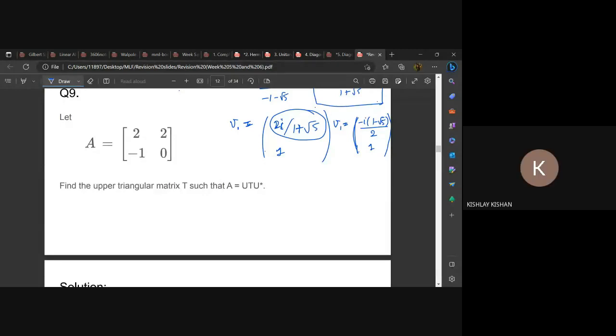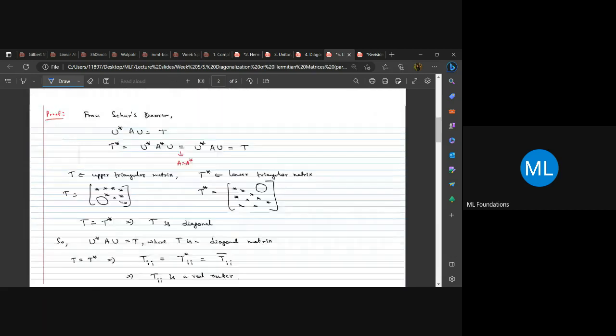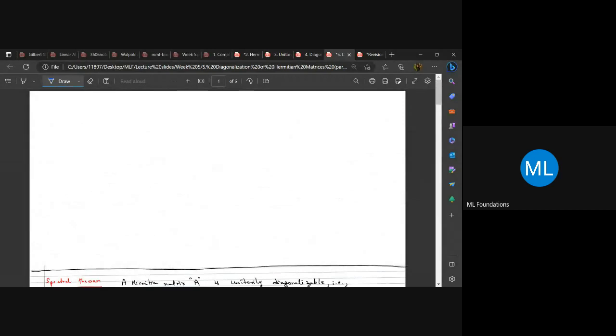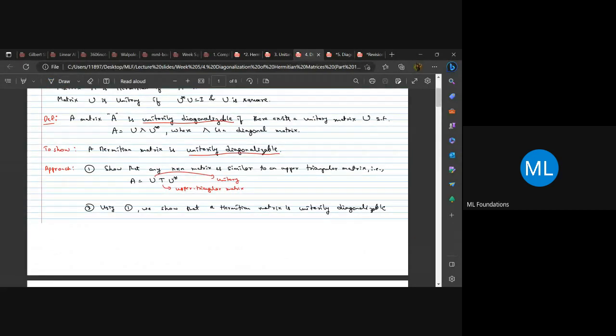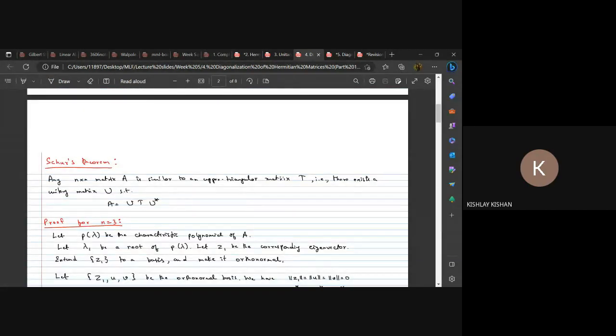Ma'am, what is the concept you are using for the T? Is it also with eigenvalues? Yeah, again it's eigenvalue. So here you have to use Schur's theorem, right? You have studied Schur's theorem. So what does it say? Any Hermitian matrix is unitary diagonalizable. But it is not Hermitian matrix.